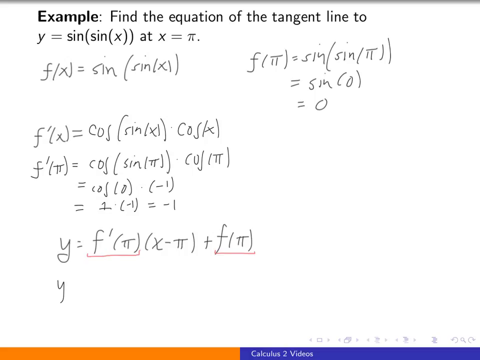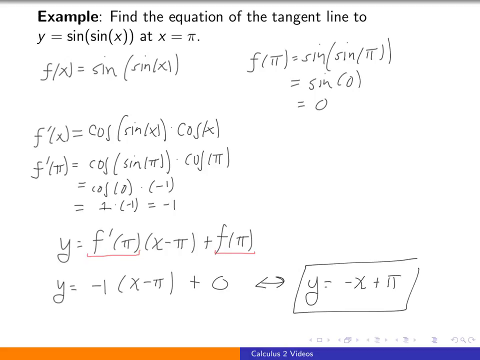So our slope of our tangent line is minus 1, and f of pi we calculated above to be 0. So written equivalently, we have y equals minus x plus pi. So remember the interpretation of the derivative. The value of the derivative at a point is the slope of the tangent line going through the graph of the function at that point.